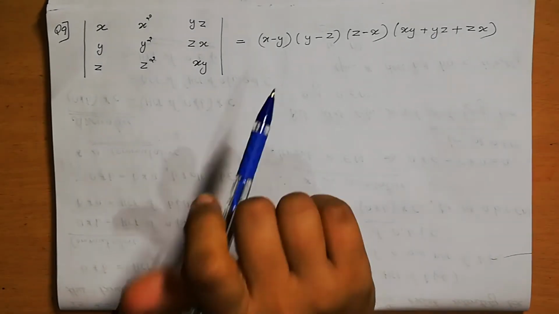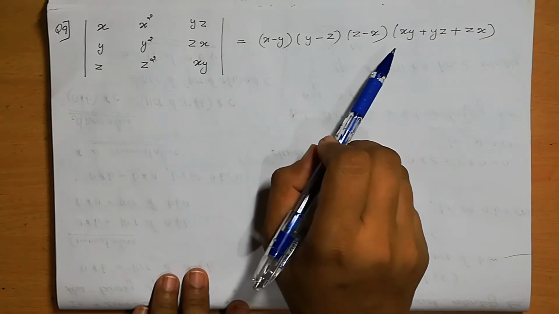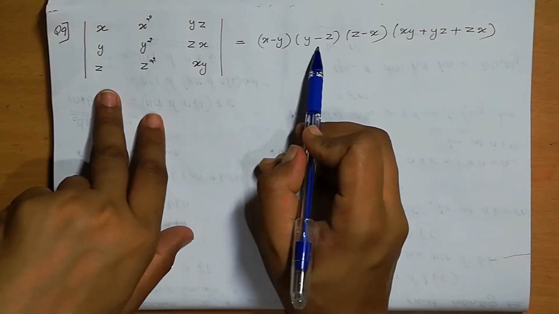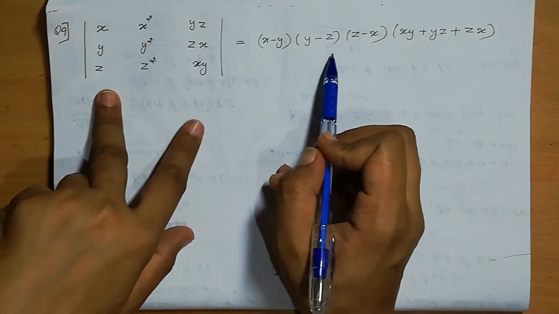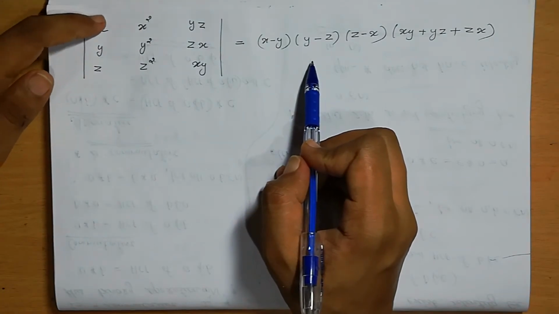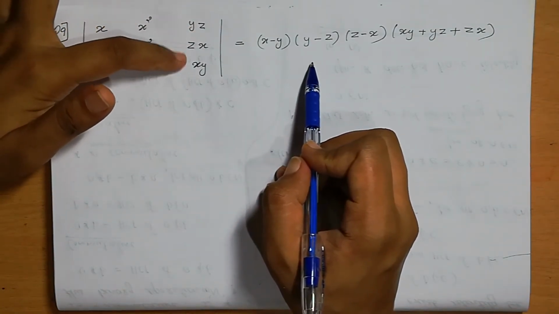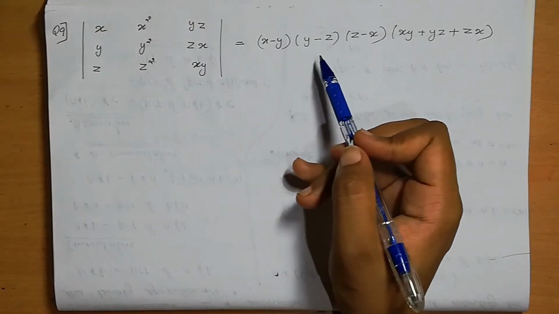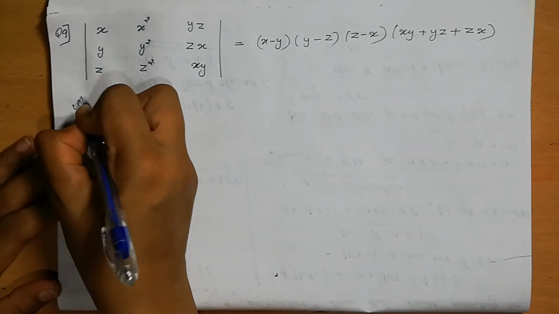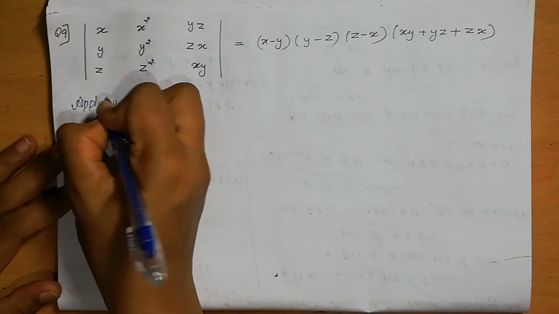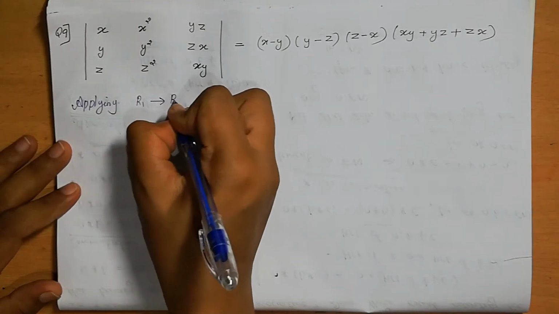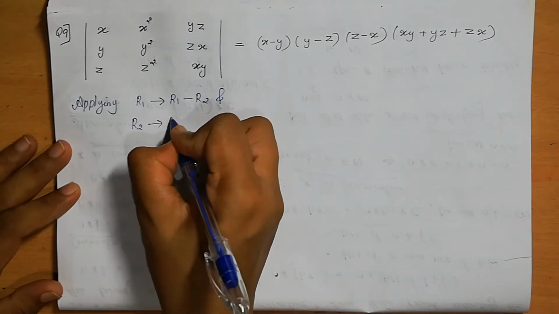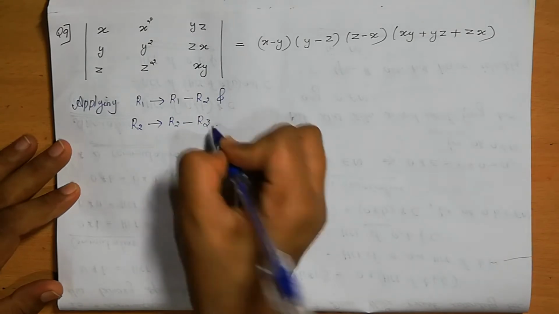Question number 9. We need to prove that the value of this determinant equal to this one by using properties of determinants. So here we can see this is what we need: x minus y, y minus z, z minus x, like that we need, right? X minus y, how we will get? This R1 minus R2 means we will get x minus y. Y minus z means R2 minus R3 means we will get y minus z. So that is the first change we are going to apply. Applying R1 change into R1 minus R2 and R2 changes to R2 minus R3. This is the first change.